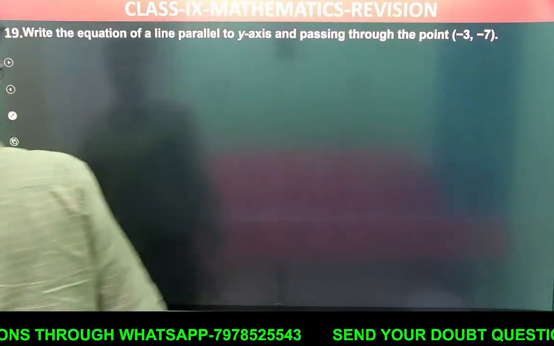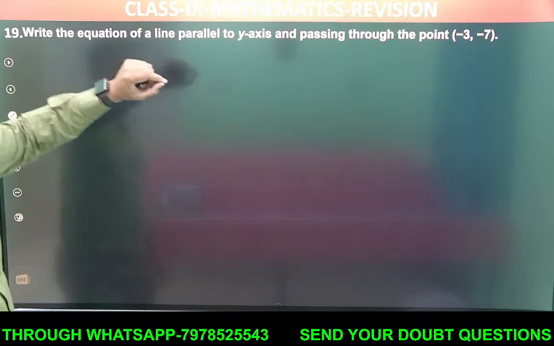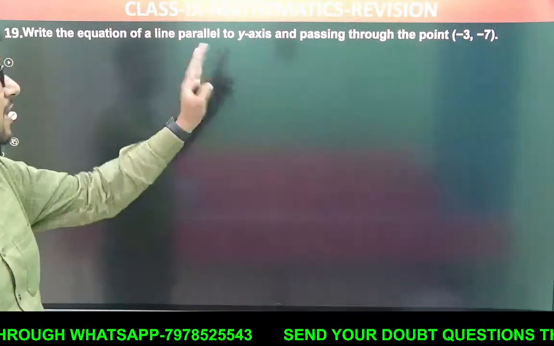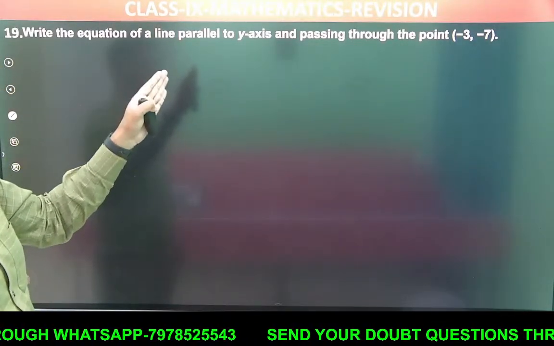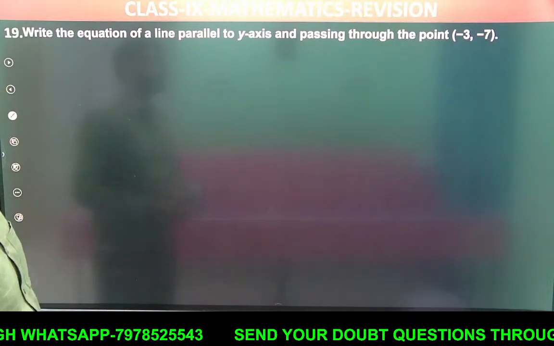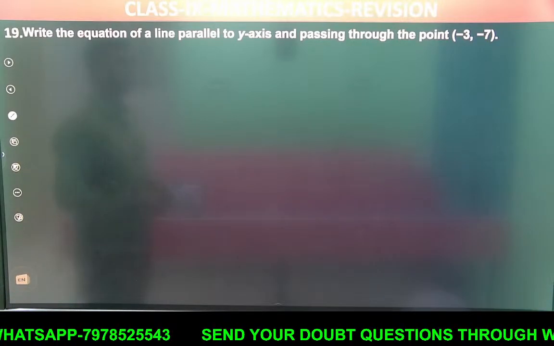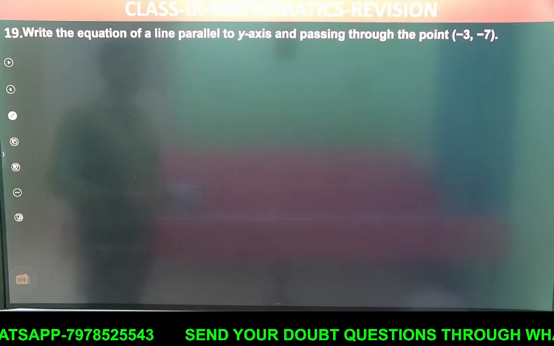So several questions we have solved. Now you try this question. Write the equation of the line parallel to the y-axis. When it is parallel to the y-axis, which is constant? X is constant. And passing through the point (-3, 7). Try it yourself.